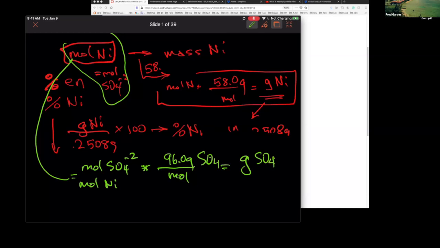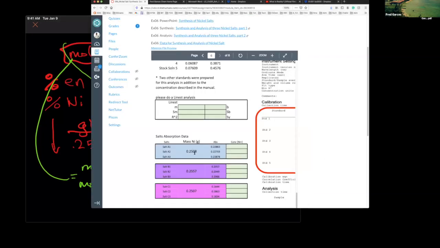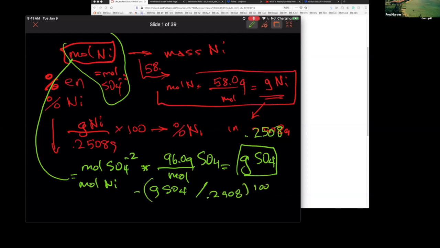Once you have the grams of the sulfate, you divide the grams of the sulfate by the mass of your sample, and the mass of your sample, I wrote it down over here, 0.2508, that's this value right here. And you multiply that by 100, that right there is the percent sulfate. So the nickel analysis gives you the nickel and the sulfate.